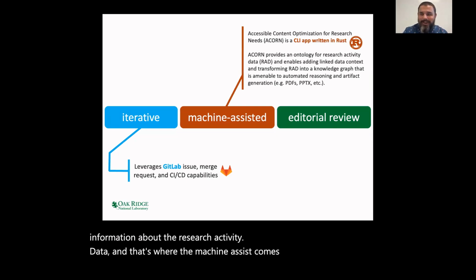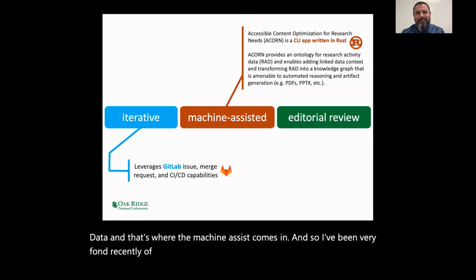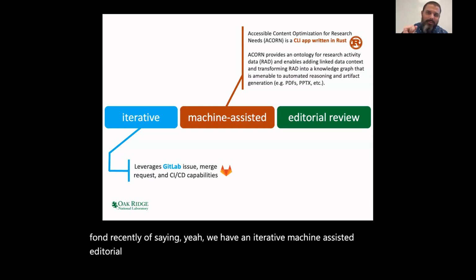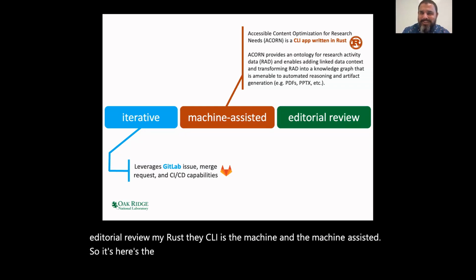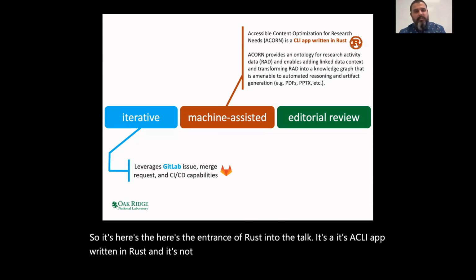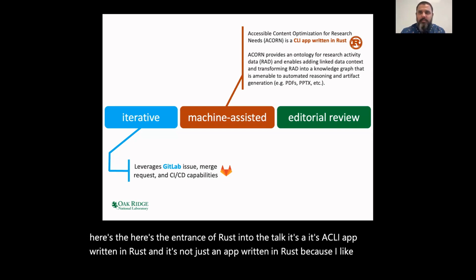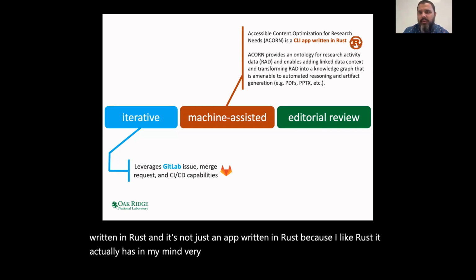I've been very fond recently of saying, oh yeah, we have an iterative machine-assisted editorial review. My Rust CLI is the machine in the machine-assisted. So here's the entrance of Rust into the talk. It's a CLI app written in Rust, and it's not just an app written in Rust because I like Rust. It actually has, in my mind, very compelling reasons to prefer Rust.